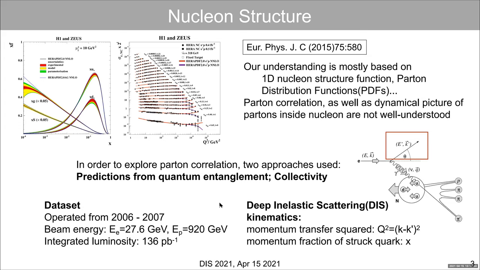Before introducing our analysis techniques and results, I have to mention two important kinematic variables during deep inelastic scattering, the Q square and x. The Q square is the momentum transfer squared, describing the difference between the four-momenta of the scattered and incoming electrons, and x is the momentum fraction carried by the quark. So firstly, let us begin with the first approach, the predictions from quantum entanglement.